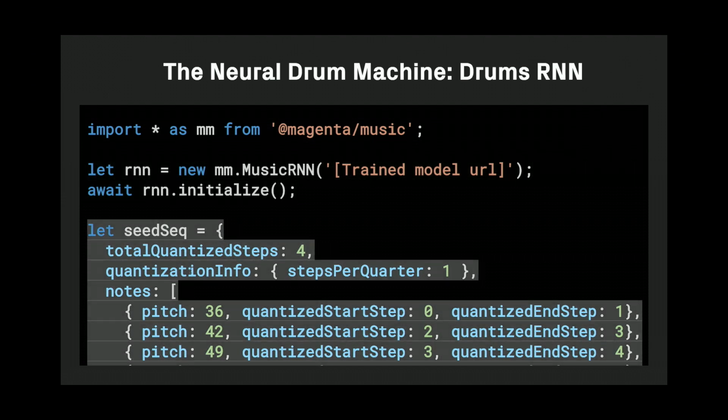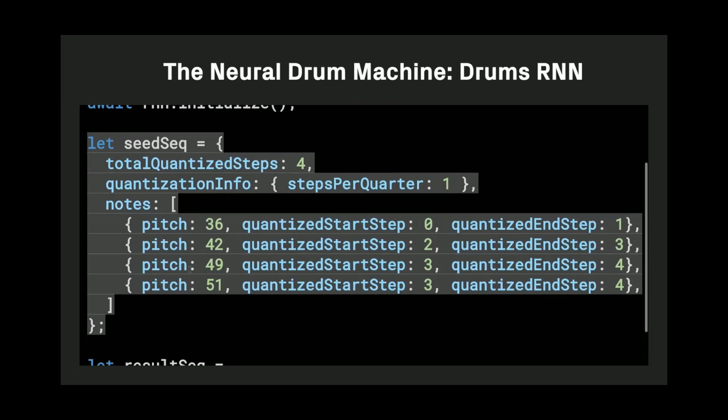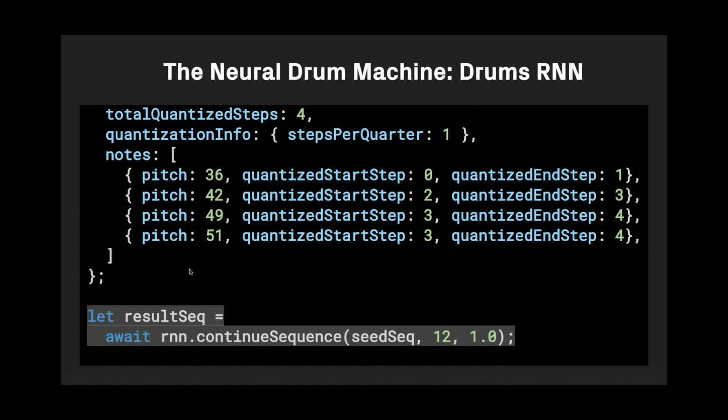You provide your seed sequence with that same data structure as before, the difference now being that the pitches here aren't actual melodic pitches, they are drums, and this is following the general MIDI mapping of drums to pitches, so 36 is the kick drum and so on and so on. But still you use the same data structure to use this for both drums and melodies. And you use that same method in the end to generate. So continue a drum sequence for me for 12 time steps with temperature 1.0, and out will come a drum pattern. And that's what I'm doing with the drum machine.